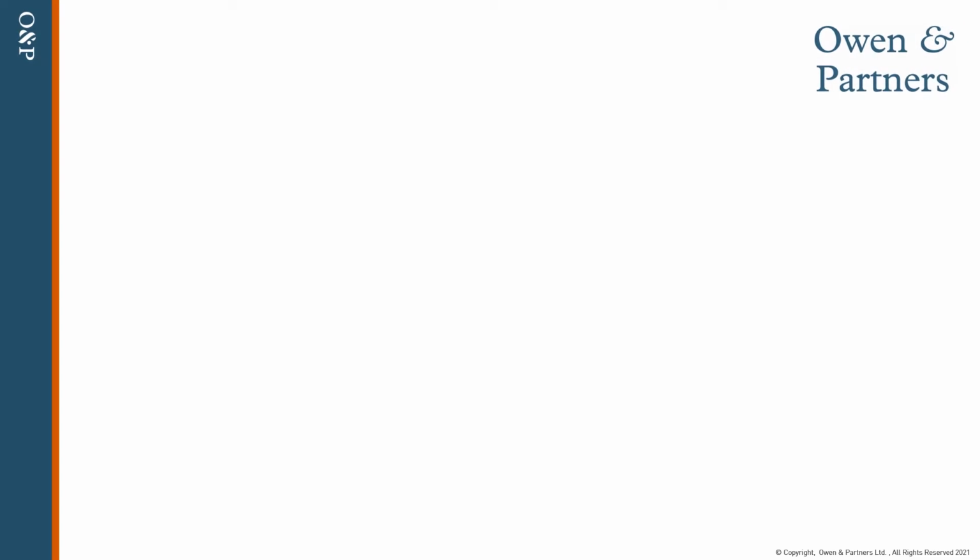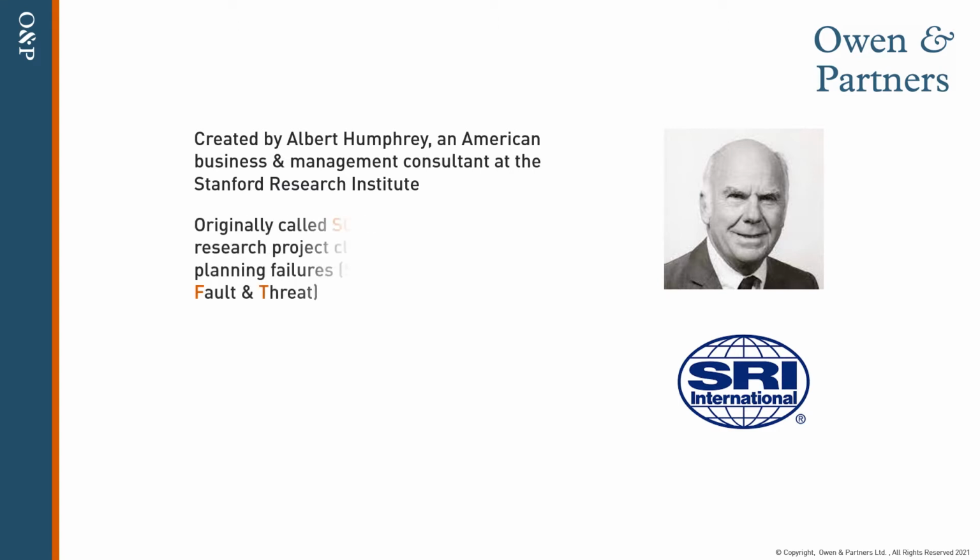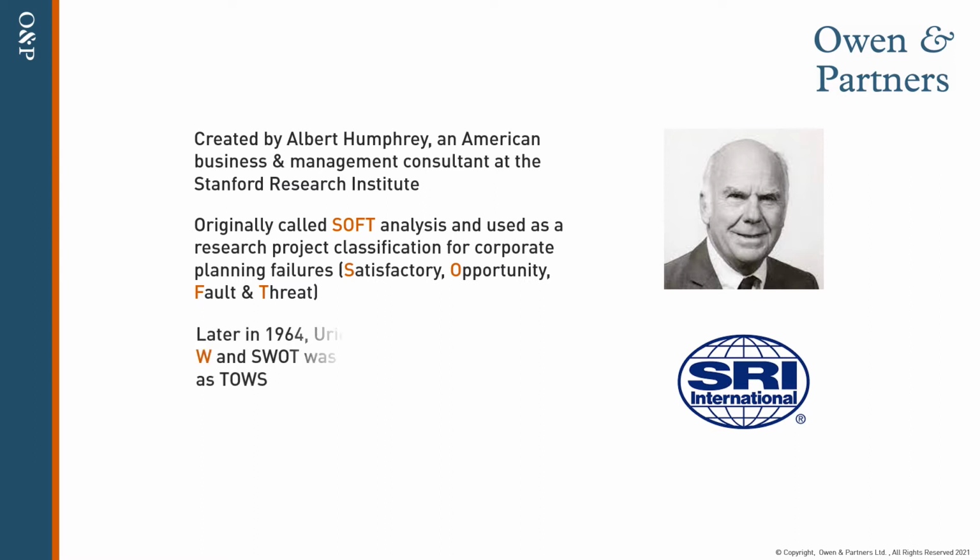The SWOT analysis was originally created by Albert Humphrey, who was a business and management consultant at the Stanford Research Institute. Originally, it was called the SOFT analysis and was used in a research project to classify corporate planning failures. In 1964, Ulrich and Orr changed the F to a W and the SWOT analysis was born. But it's also known as the TOWS analysis, but they are both precisely the same tool.